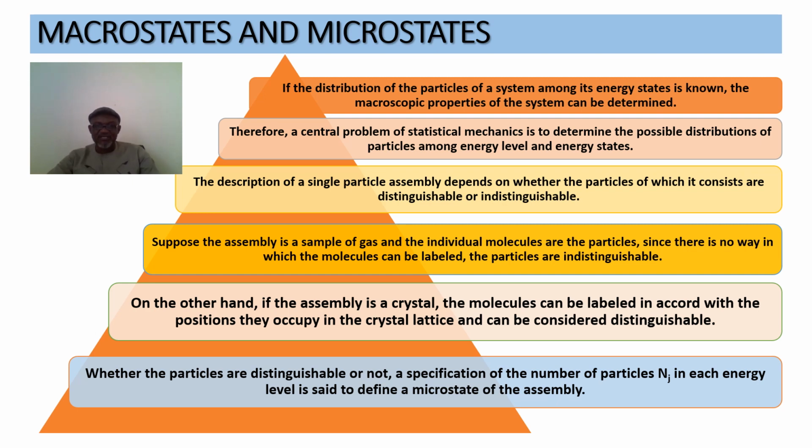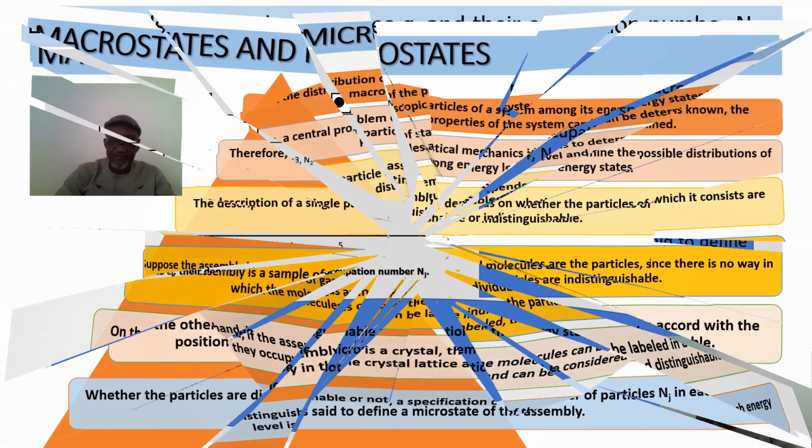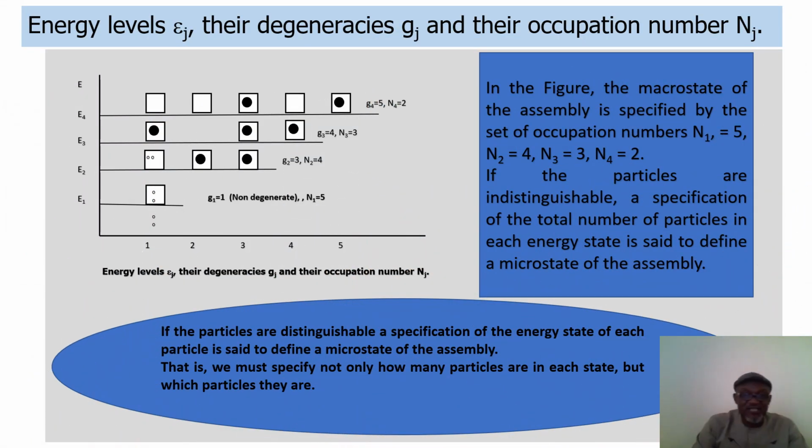So whether the particles are distinguishable or not, we will now have a specification of the number of particles at each level, so that we have the microstates of the assembly. Now look at the figure we have tried to show: the energy levels, the ones that are degenerate, that is having the same energy, and of course their occupation numbers. The first one, E1, has 5 molecules. Now E2, we have 4 molecules.